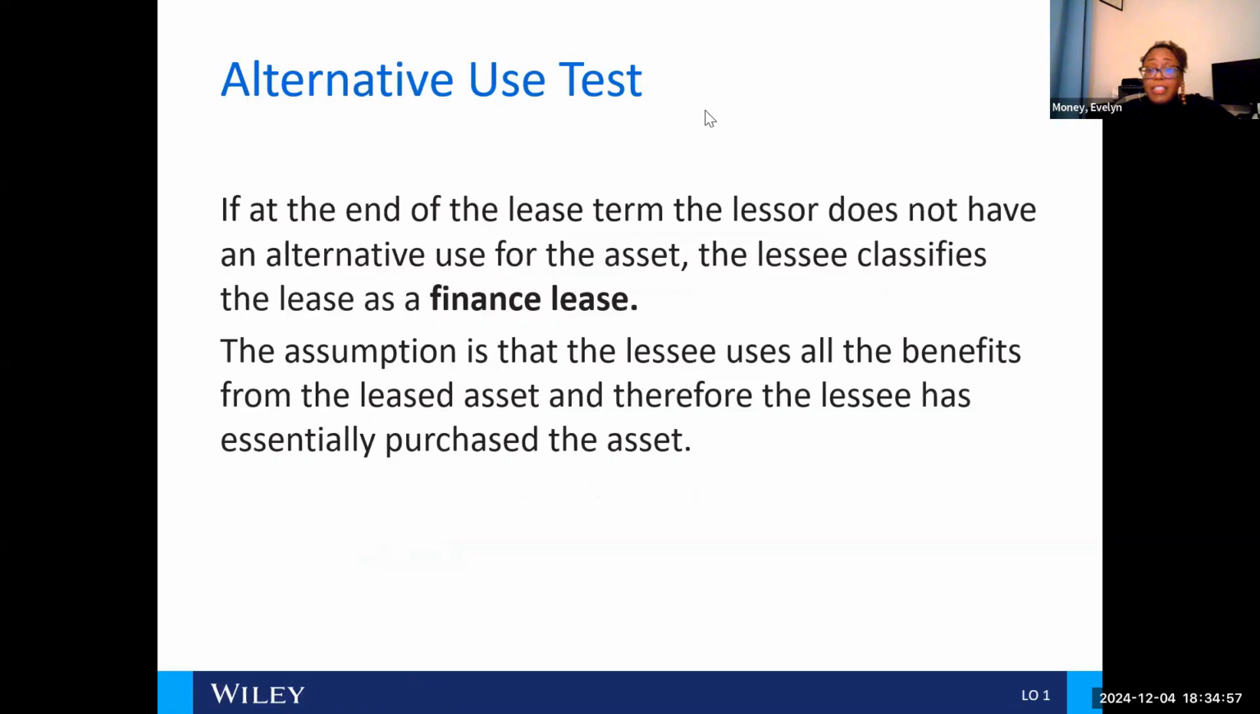Now, we'll see a couple of examples where we'll have to calculate the present value of the lease payments to determine whether or not the 90% test is met. And then the last test is the alternative use test. If the lessor doesn't have any other use for this asset, that means they built it to specifications for the lessee, and the lessee has gotten all of the value out of that asset. So it's really a finance lease. If the lessor can use it for something else, then that criteria is not met.